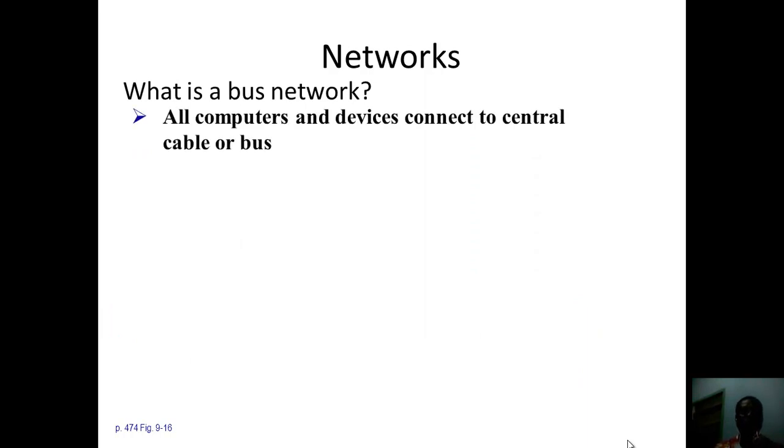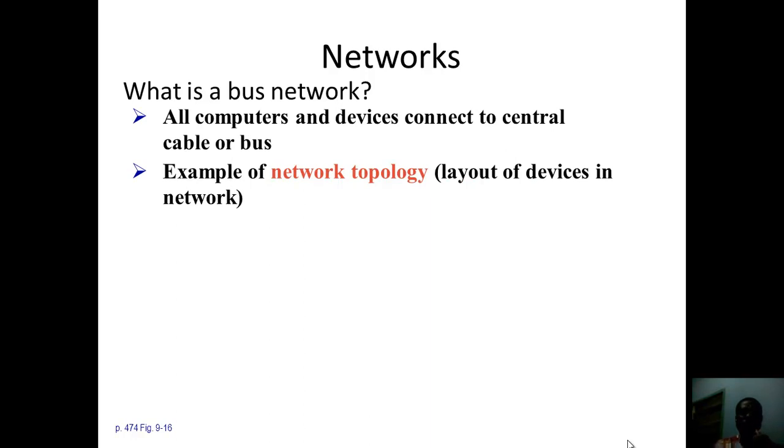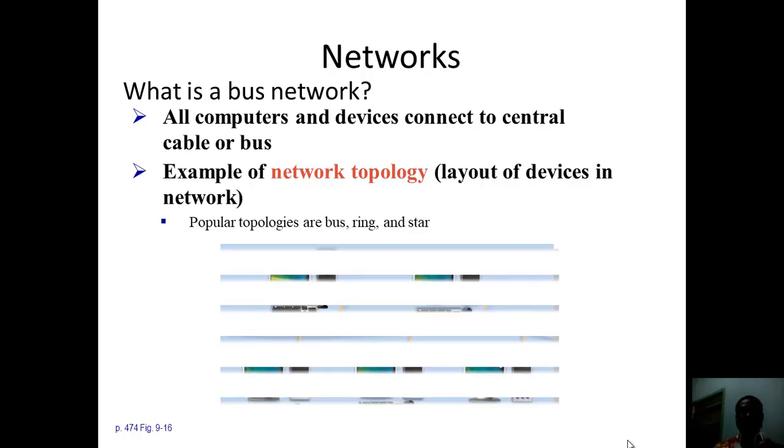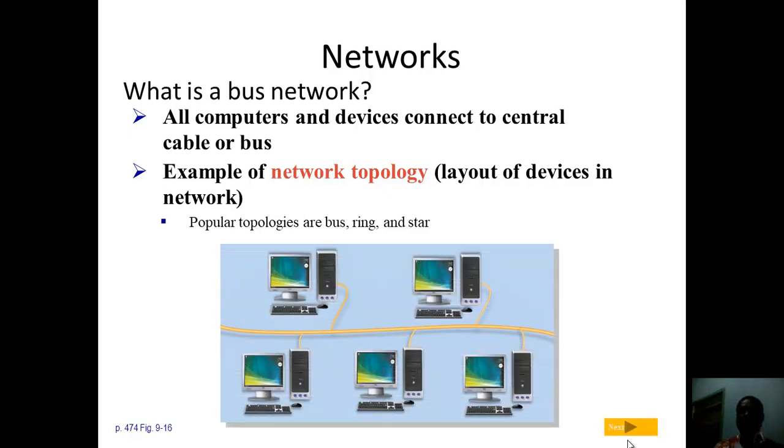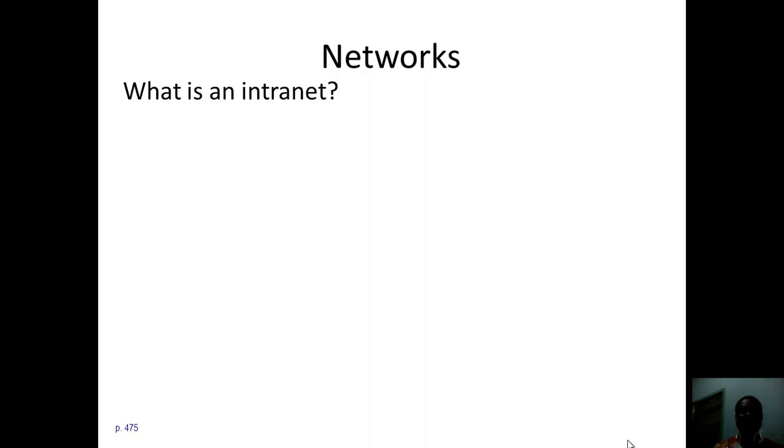We've already talked about bus network. So all computers are connected to a central cable. Okay, so let's look at how it looks. So we have a backbone, normally consisting of fiber optic, and all other machines are connected to the backbone. That is a bus network.